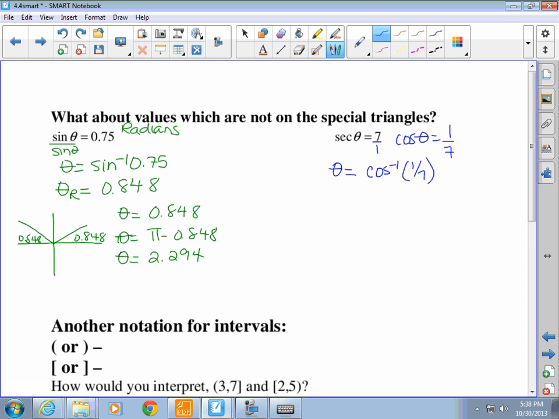So here I found out theta is equal to 1.427. So again, cosine is positive here, and it's positive here. So in this angle, that is that 1.427. In this case, it's this angle here, so it's going to be 2 pi minus 1.427. So when you do that on your calculator, it's equal to 4.856.